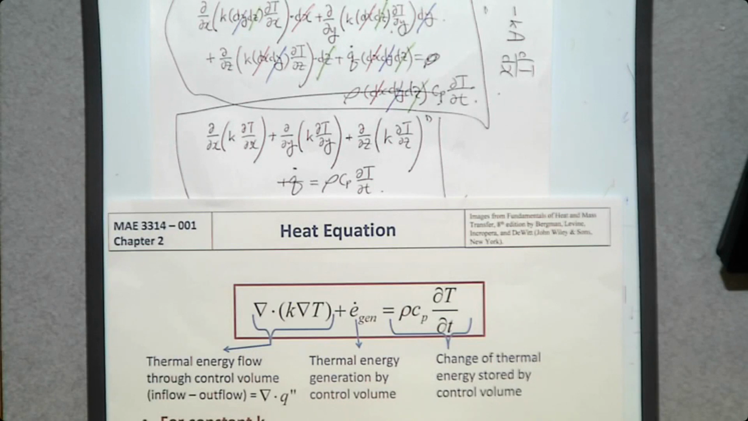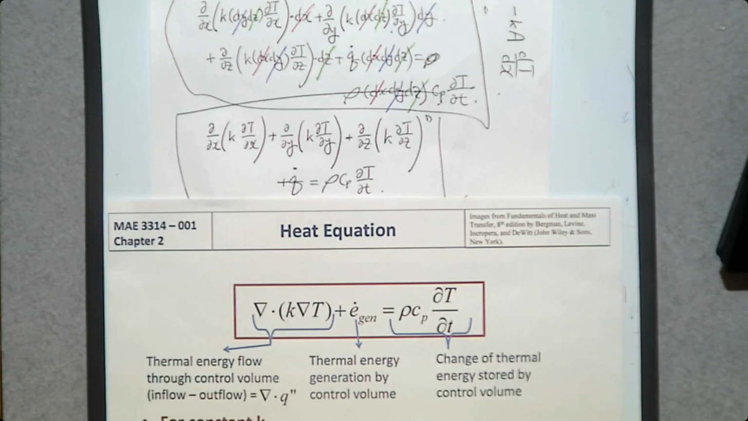What is gradient? This upside down triangle is a gradient. What is divergence? Upside down triangle and dot. Divergence, gradient. That's all you need. Then what is gradient? It's simple.